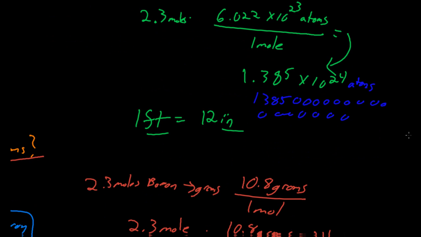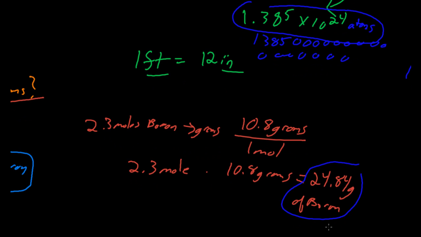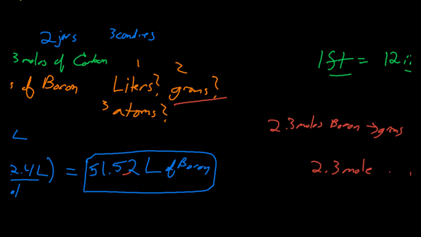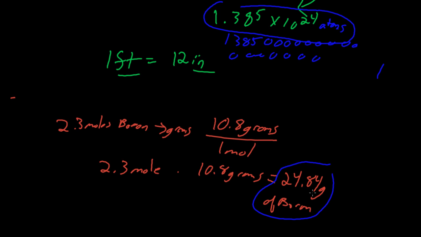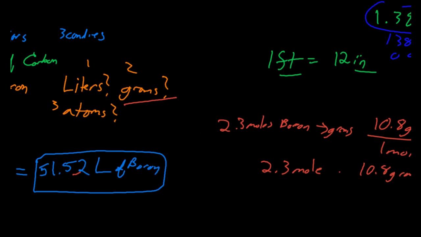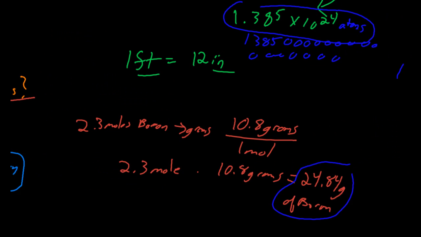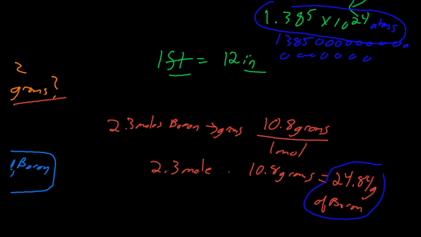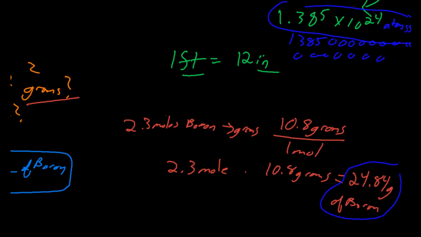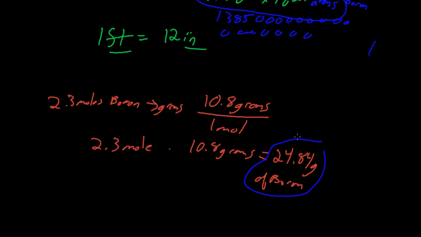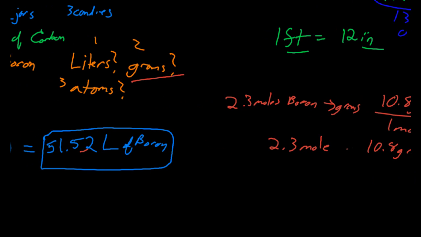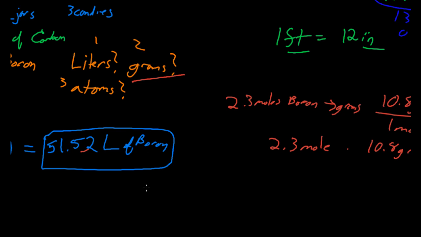So another thing I wanted to point out was that we found the number of atoms right here. We found the number of grams, and we found the number of liters right here. And there's one thing I want to point out is that this number of liters of boron gives us this weight in grams of boron. So really, 51.52 liters of boron is the same thing as 24.84 grams of boron. We're just using the gram here and the liter here. And both of those are equivalent to 1.385 times 10 to the 24th atoms of boron. So when you have this many atoms of boron, it'll weigh exactly 24.84 grams of boron, which will occupy a space of 51.52 liters.